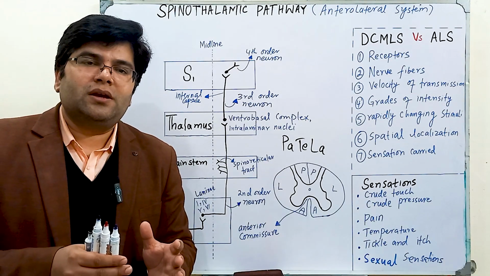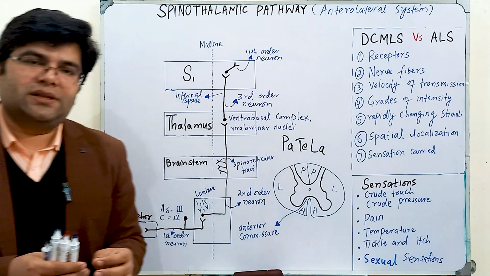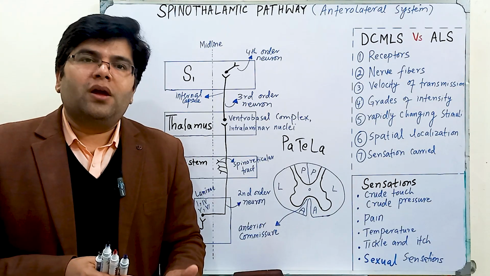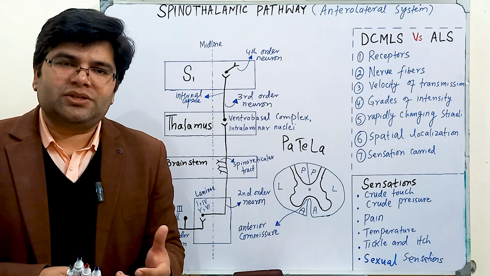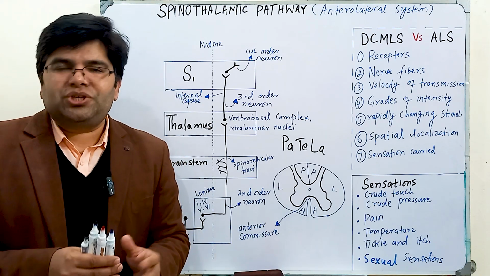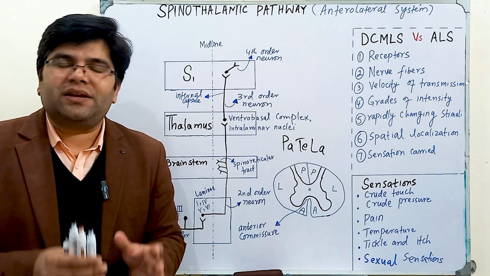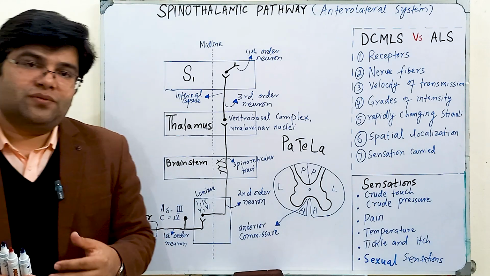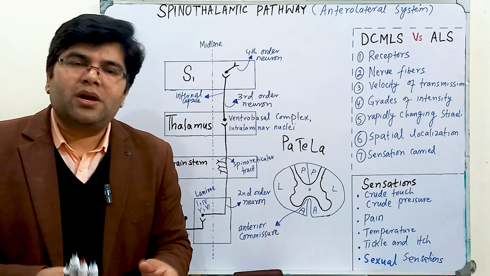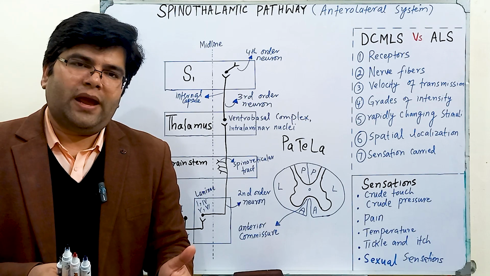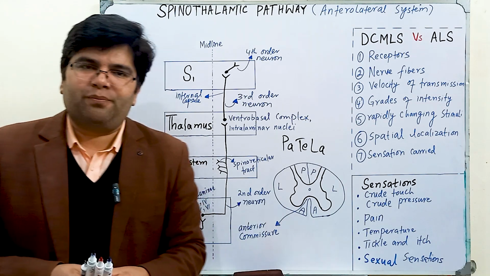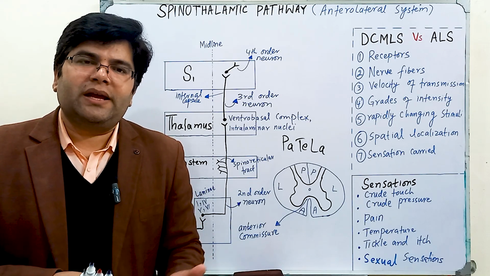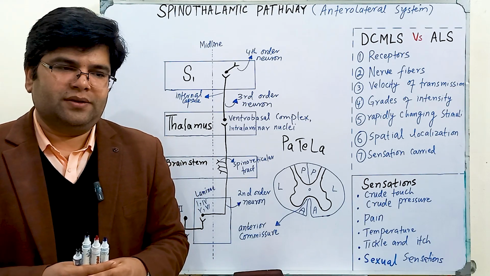Some other parts of the cerebrum also receive these signals, like the cingulate gyrus, amygdala, frontal lobe, and some other parts of the limbic system. These are important to appreciate the motivational and affective features of pain. For example, in response to pain, sometimes we cry, we may feel punishment. So this type of affective and motivational component of pain is perceived in the cingulate gyrus, the frontal lobe, amygdala, and some other parts of the limbic system.